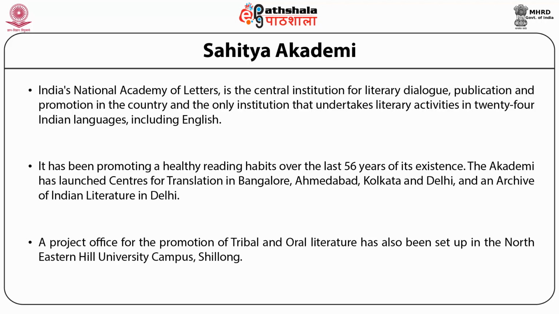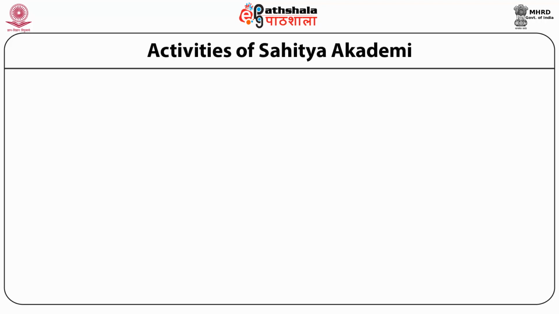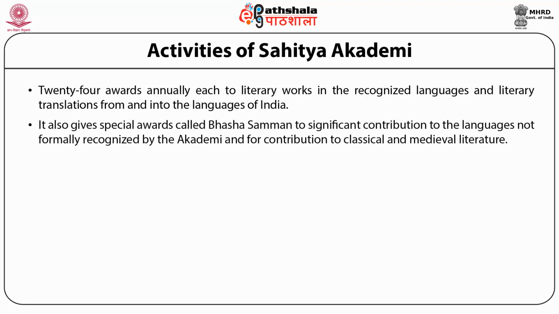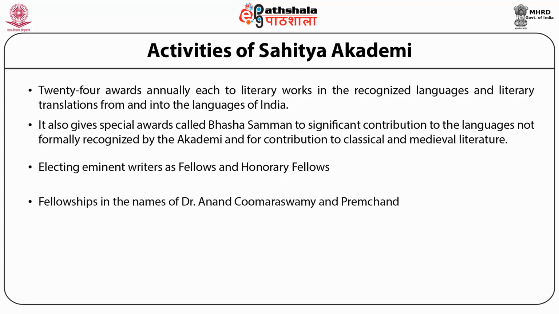A project office for the promotion of tribal and oral literature has also been set up in the northeastern Hill University campus, Shillong. Various activities of Sahitya Academy include 24 awards annually, each to literary works in the recognized languages and literary translations from and into languages of India. It also gives special awards called Bhasha Samman to significant contribution to the languages not formally recognized by the Academy and for contribution of classical and medieval literature. Electing eminent writers as fellows and honorary fellows. Fellowships in the name of Dr. Anand Kumar Swami and Premchand.